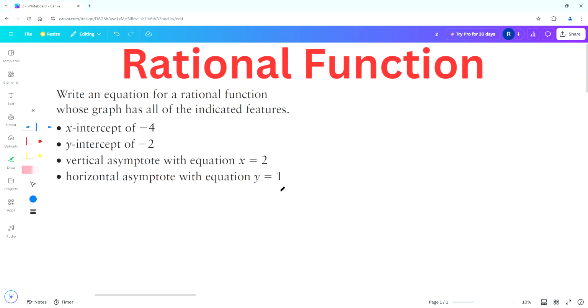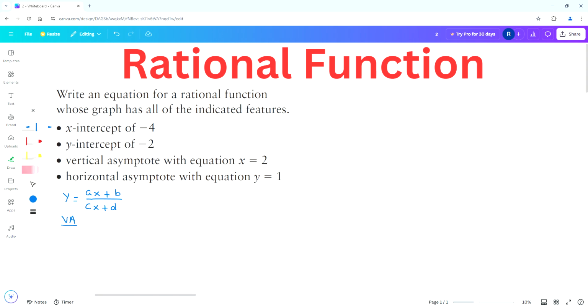This rational function has one vertical asymptote. It also has a horizontal asymptote. So the general equation for this rational function can be: y equals (ax + b) over (cx + d). We have to find the values of a, b, c, and d for this rational function using the given values. We can start our analysis with the vertical asymptote.